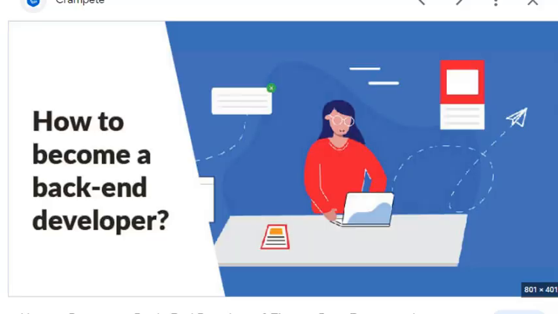Today, let's have a look at how to get started as a backend developer. For beginners, there are a few things that you need to get started. First of all, you need to pick a programming language that is favorable for you, in other words, one that will be easier for you to pick up.